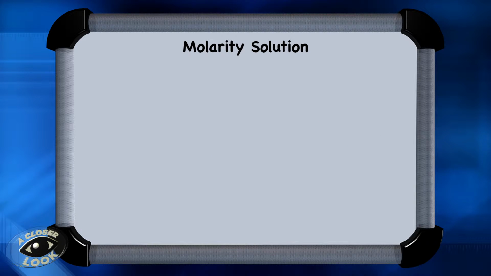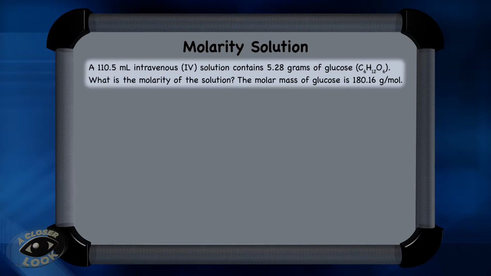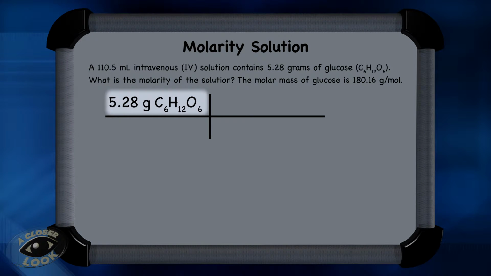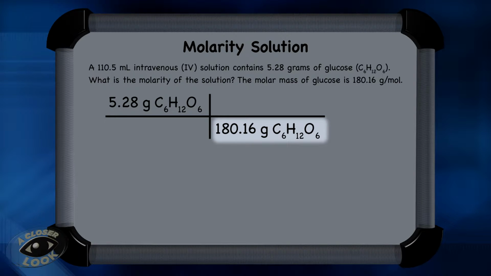Here's another practice problem involving a molarity calculation. A 110.5 milliliter intravenous solution contains 5.28 grams of glucose. What is the molarity of this solution? The molar mass of glucose is 180.16 grams per mole. The first step is to convert the mass of the solute into moles. We do that by taking the 5.28 grams of glucose and putting it in the upper left-hand corner of a conversion chart. Then we bring down the units of the grams of glucose to the denominator and put 1 mole of glucose into the numerator.